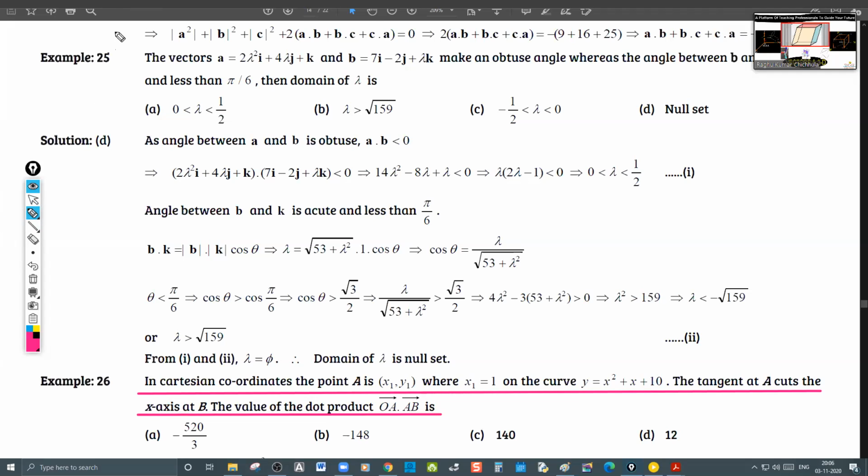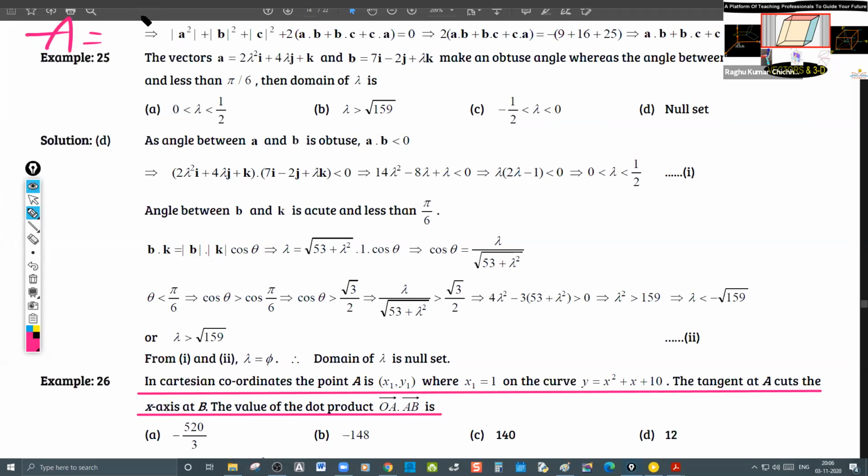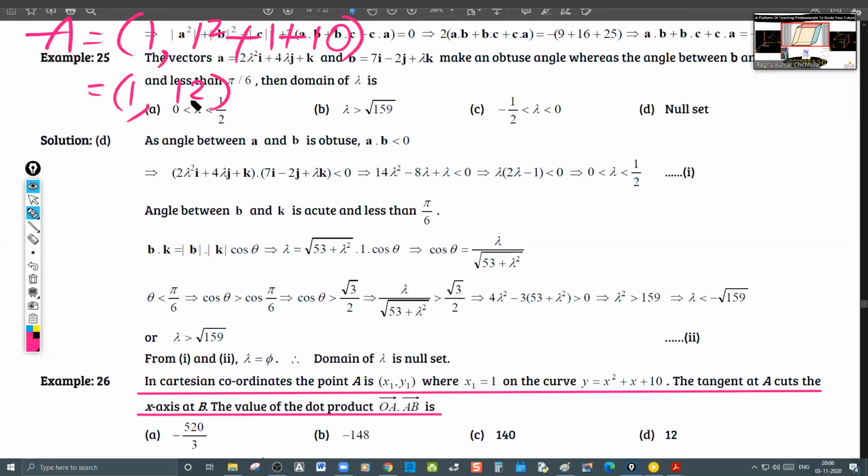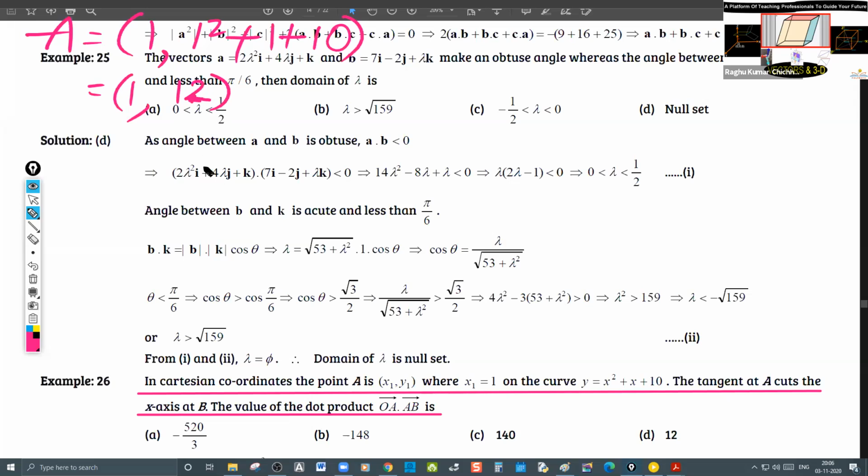Kaushik, sir, can you tell me what is A there? x1, what is x1 given? 1. Comma y1, on the curve he said. Then y1 will be x1 square plus x1 plus 10. That is equal to 1 comma 12. Correct or not? Yes, sir. That means A is indirectly given. It is given as a point on the curve. So that A, we have got it to be 1 comma 12.